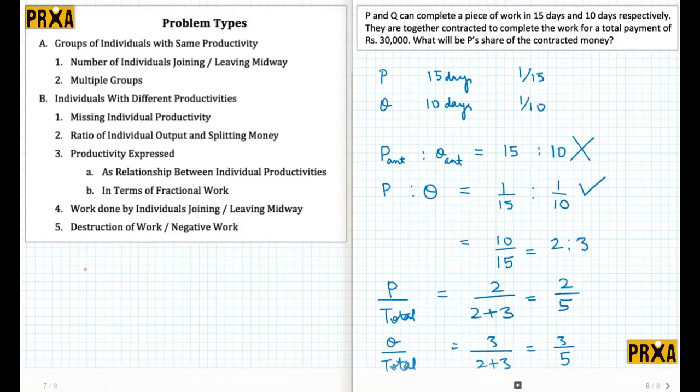So if I have to split 30,000 between the two, and I must find how much is P's share, P's share should be 30,000 times 2 upon 5. So this is 6,000 times 2, since 5 times 6 is 30. So P gets 12,000 out of the 30,000. I hope this is clear.